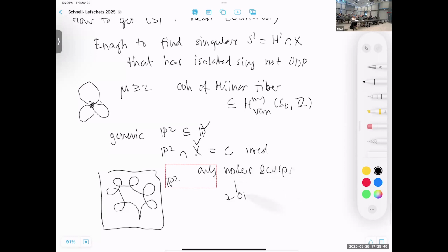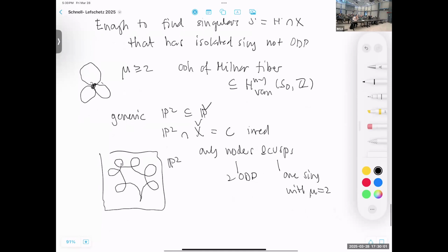So this has only nodes and cusps. A node means I just have 2 ordinary double points on the hyperplane section, but a cusp means that the 2 nearby ones fuse together and make something with Milnor number 2. Okay, so the cusp means one singular point with mu equals 2. So you just have to argue that there has to be at least one cusp. Okay, and this is the pretty argument.